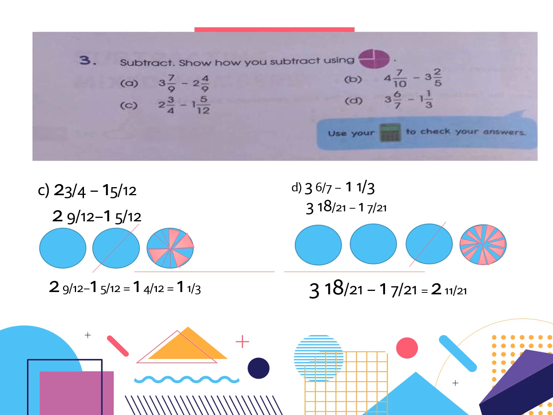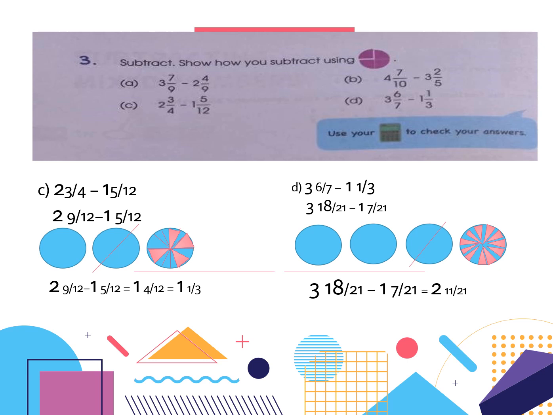In part D, we have 3 whole number 6 over 7 minus 1 whole number 1 over 3. Again, we need to make the denominator the same, for which we have to multiply and divide 6 over 7 by 3. So it becomes 6 into 3 is 18 and 7 into 3 is 21. And for 1 over 3, we have to multiply and divide by 7. So it becomes 7 over 21.